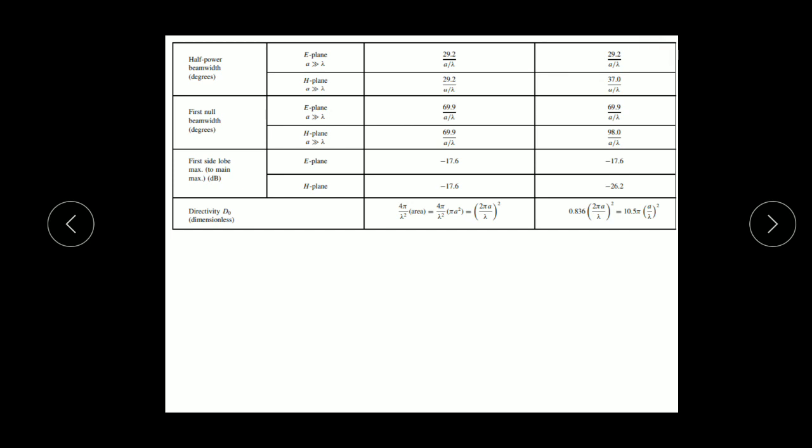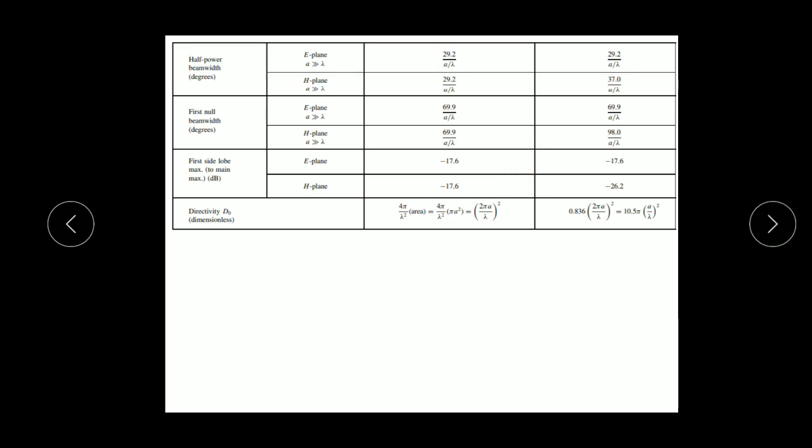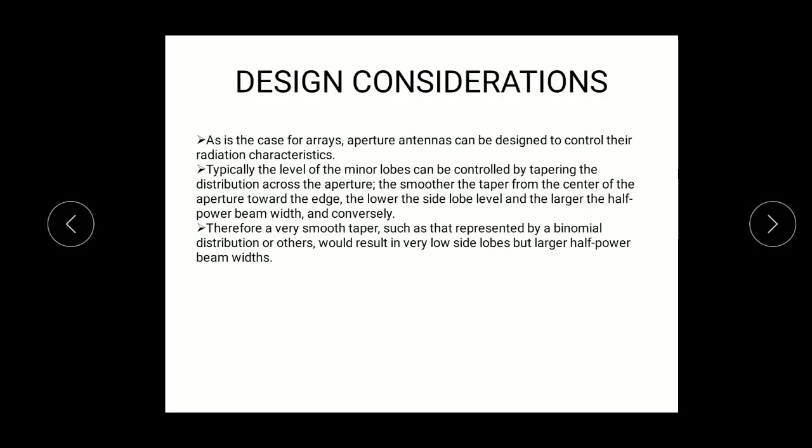First null beamwidth for the uniform, and this is for the TE11 mode. The first sidelobe level for the E plane and H plane is given here, for the uniform, and this is for the TE11 mode. And the directivity of the aperture: this is for the uniform distribution aperture, and this is for the TE11 mode aperture. Now we can discuss the design considerations.